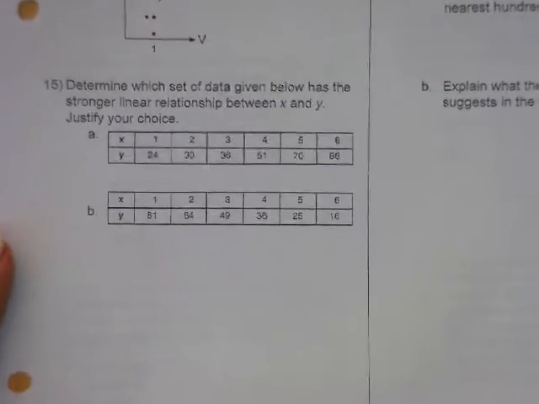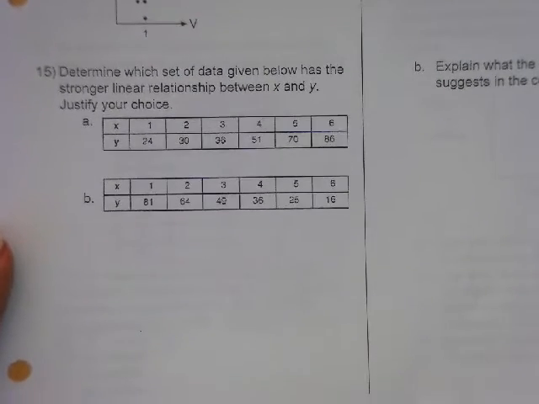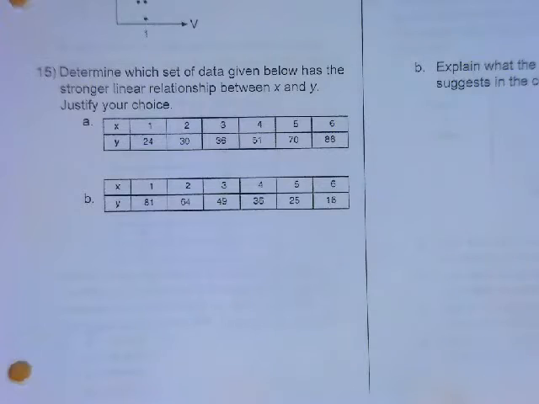Let's look at number 15. Determine which set of data has a stronger relationship between X and Y. Now, you can't just look at this and see that. When it says stronger, we're not actually looking at signs, because the negative and the positive just tells us if it's going up or going down. When we say stronger or weaker, we're looking at the value. So the stronger it is, the closer it is to a positive or a -1.